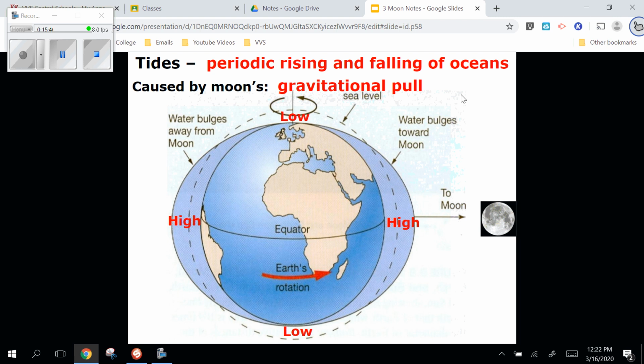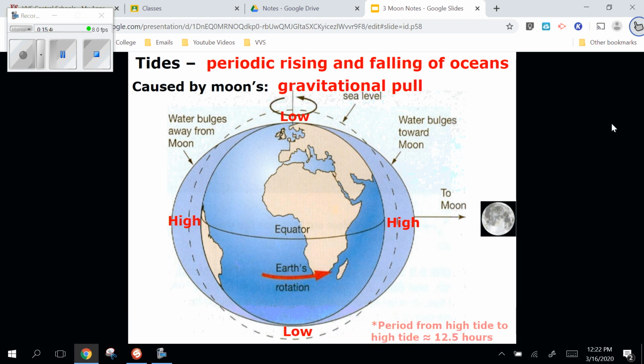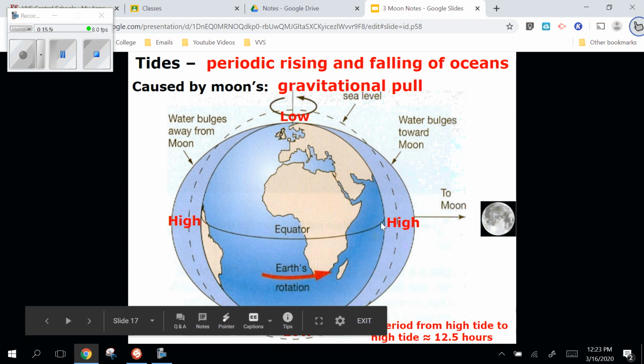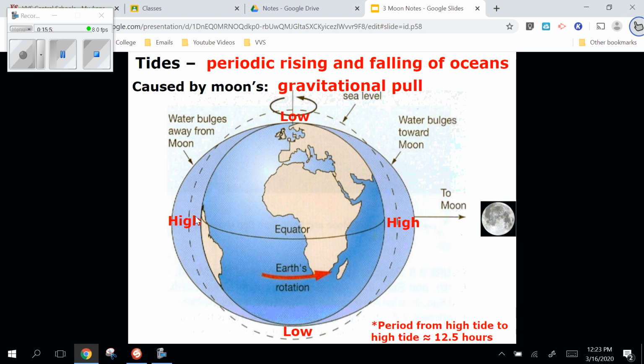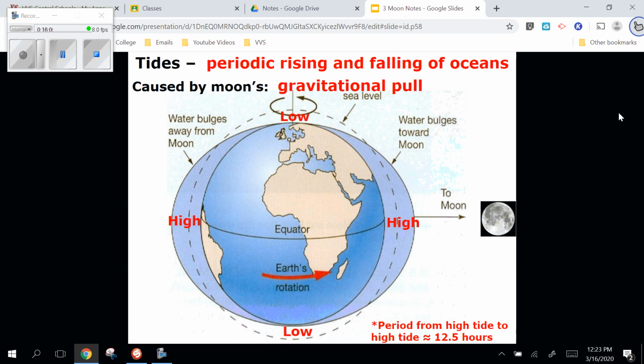If you put the moon up here, high tides are going to be in line like this. Okay? Period from high tide to high tide. So from the Earth to rotate from here to here, even though the Earth rotates in 24 hours, it takes more than 12 hours to get from here to here. Because as the Earth rotates, the moon is also revolving around the Earth, and so it has to rotate even further to get back in line again.